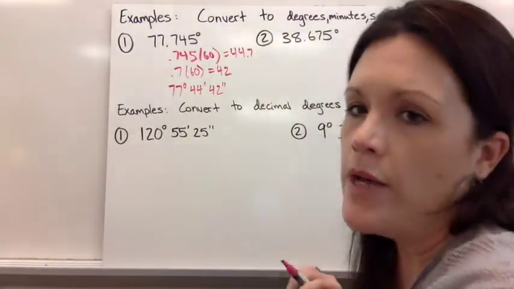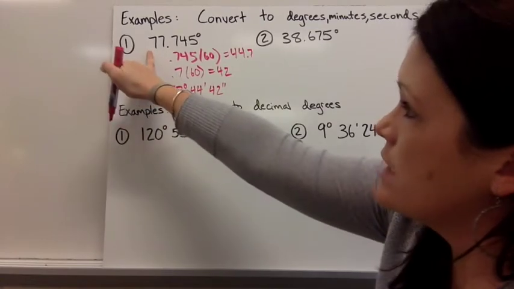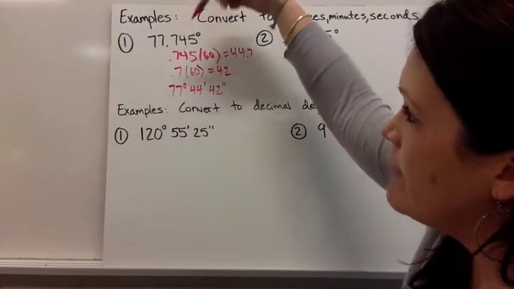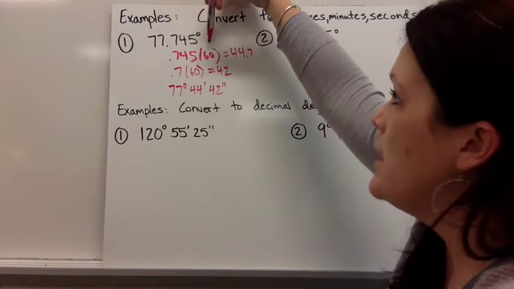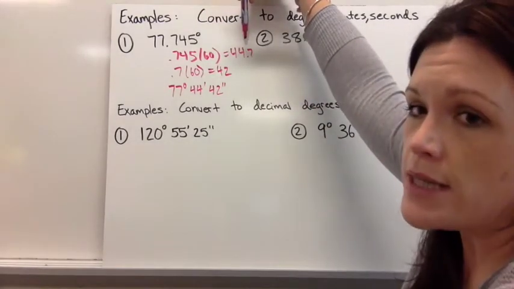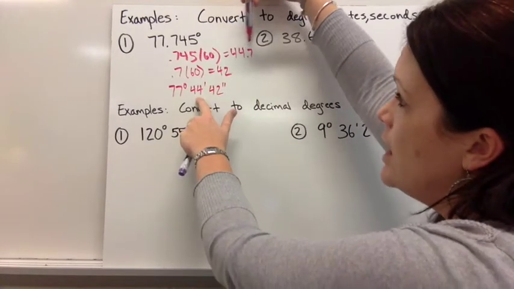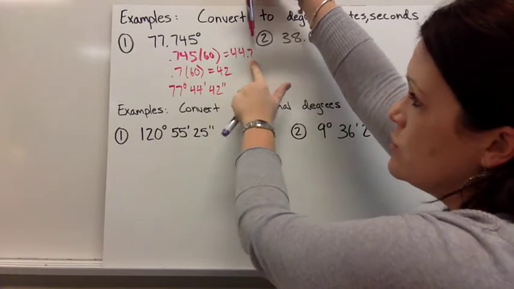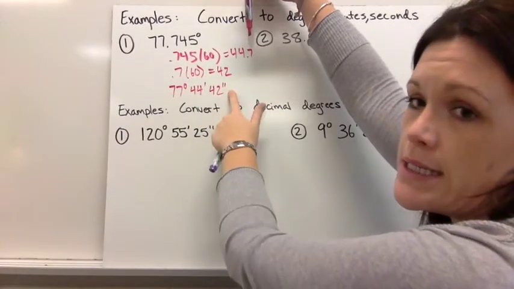It's just hard to write with my right hand over on that side of the board, so I'm sorry. I have 77 degrees that I took from the whole number. I multiplied my decimal by 60, and I got a new decimal. So you take that whole number of 44, and that's how many minutes you have, and then you multiply the remaining decimal, 0.7 times 60, and you get your seconds.